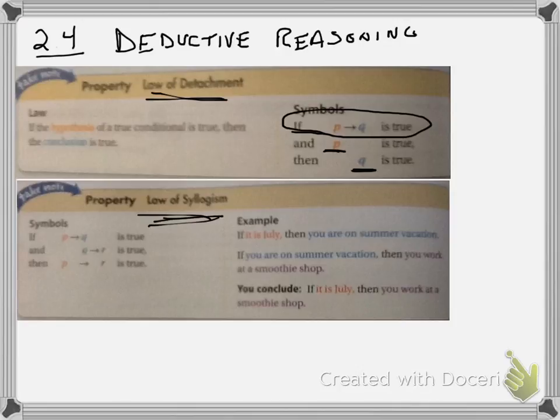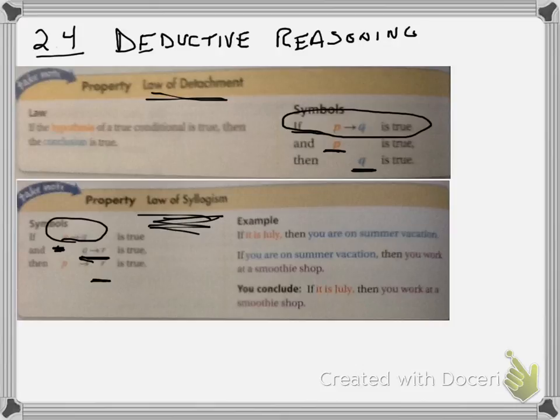Law of syllogism. If P then Q is true, and Q then R is true, then if P then R is true. That's the law of syllogism. So you're taking two separate statements and saying that if P then Q is true, and if Q then R is true, well then if P then R has to be true.